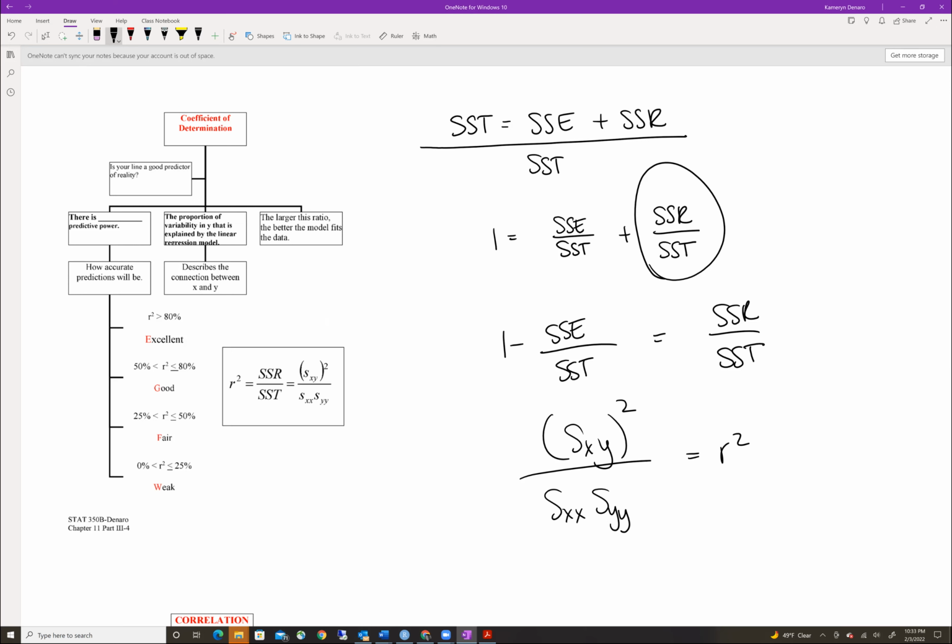One of my old students told me an acronym: every good friend wins. So excellent, good, fair, weak. But overall, you just have to think that it's the best when it's close to 100%, and it's the worst when you're closest to 0. So the larger the ratio is, the more variability we can attribute to the variables in the model. The smaller it is, the less we can attribute the variability to what's in our model.